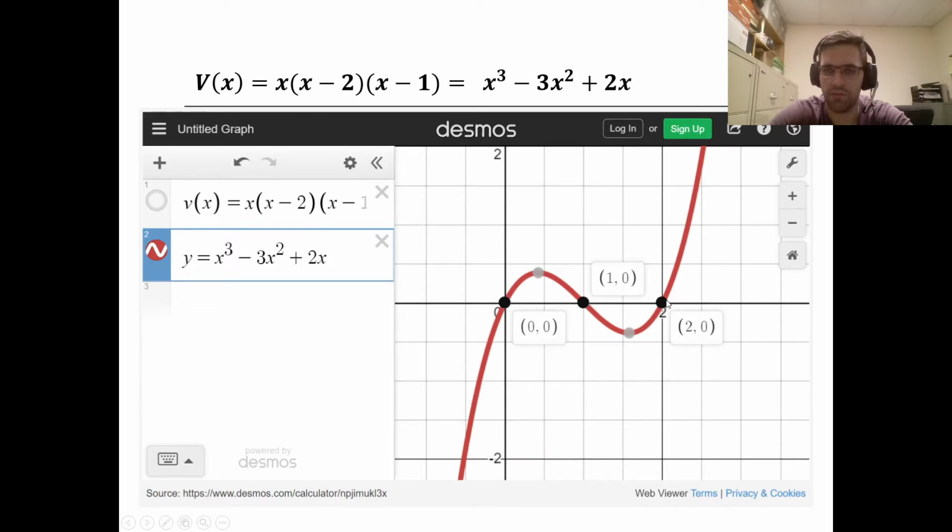So if we look back at our graph, that means x has to be greater than 2. So any of these values for x would give us an actual volume of a box that actually makes sense.